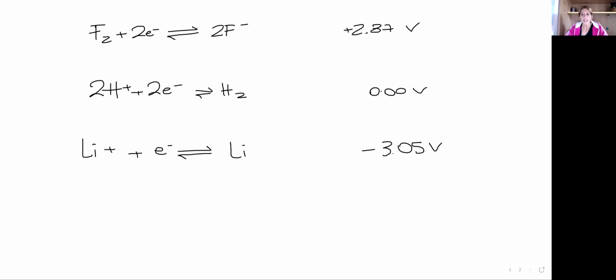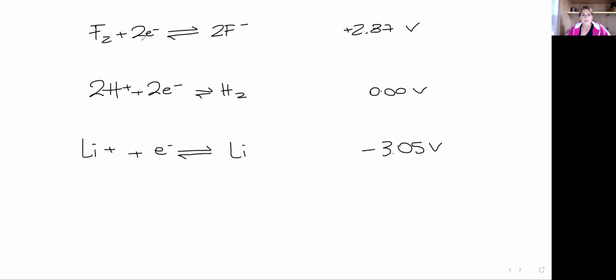So the important thing to understand is that electrode potential is this tendency of gaining electrons, because it's reduction potential. If it's positive, it's more likely to gain electrons. If it's negative, it's less likely to gain electrons. So we have three examples here. We have three equations.